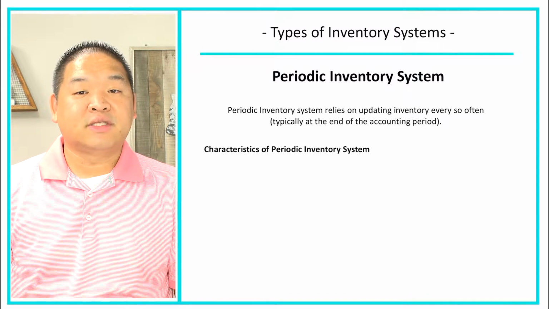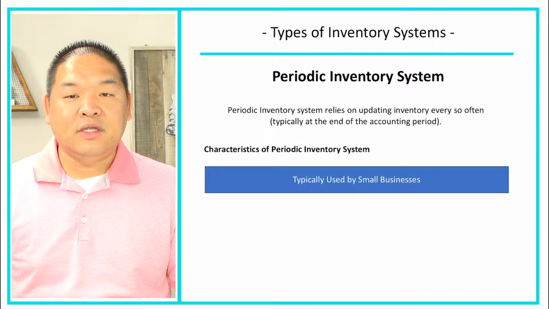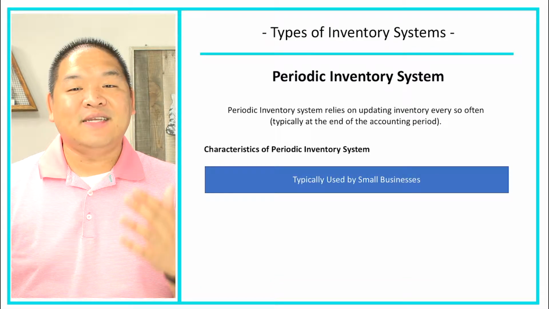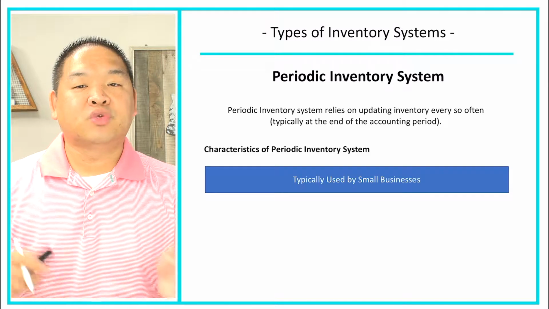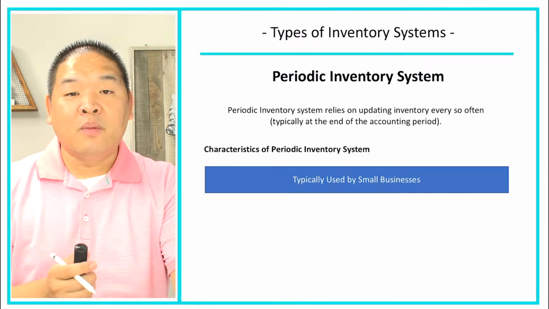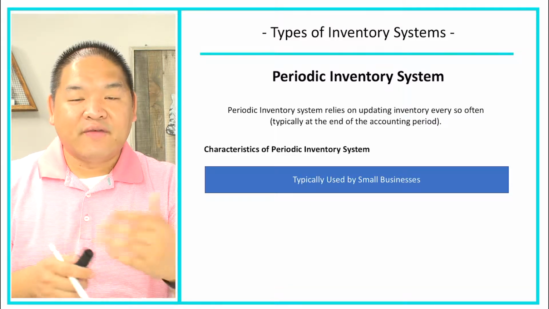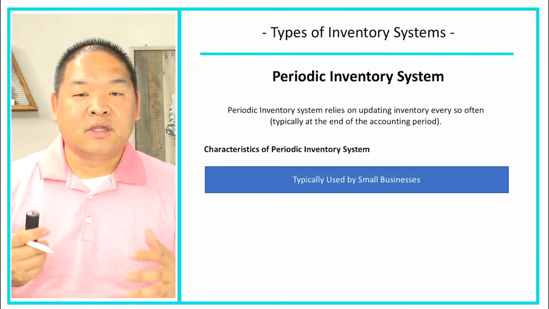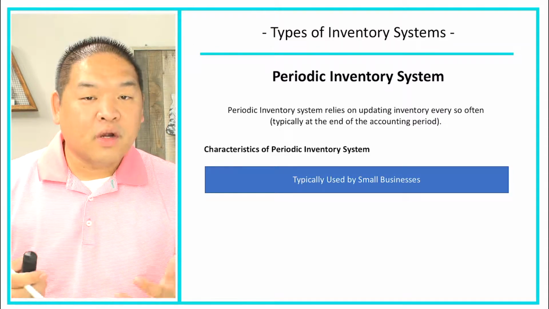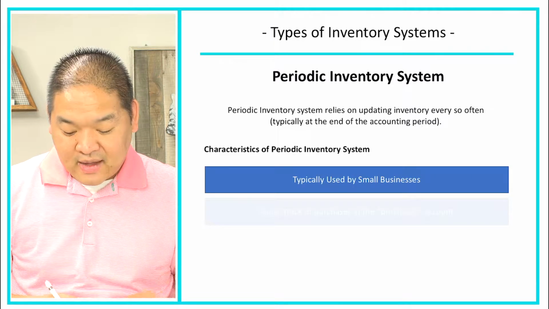Now, some of the characteristics of the periodic inventory system include that it's typically used by small businesses because it's easier. You're only having to do this once a year instead of every time you make a sale. And for a small business, they may not need to do it every single time because it's a little bit laborious from a work standpoint to keep their records up to date to the second.